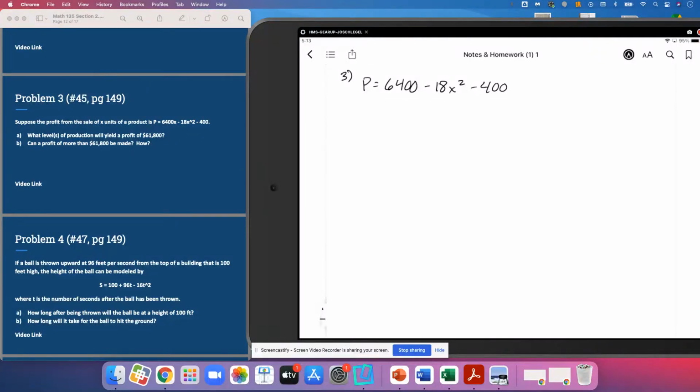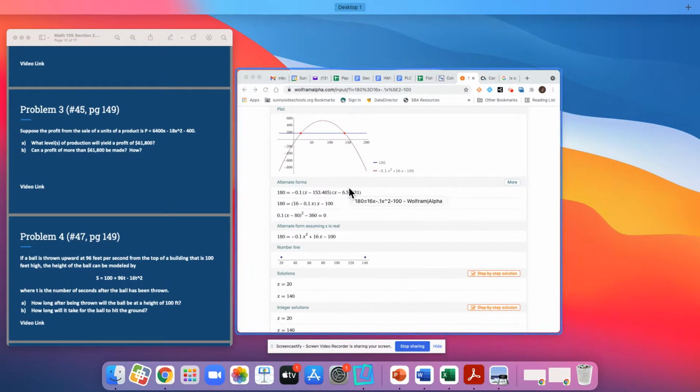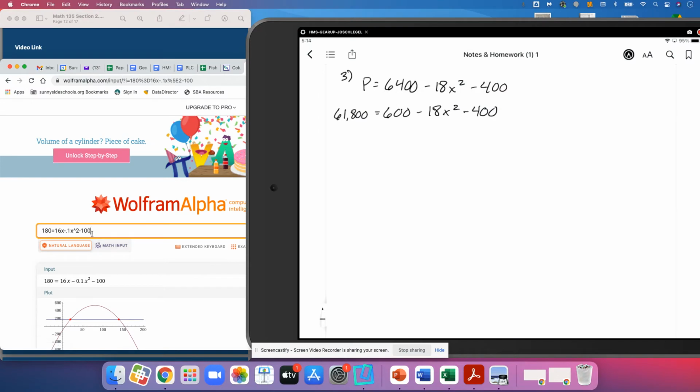Another question of the same style. We've got a profit of that equation right there. What levels of production will yield a profit of $61,800? And so very similar to the other ones, everyone, we're going to have $61,800 equal to whatever our profit function is. We'll give that to Wolfram, and we'll see what we get.